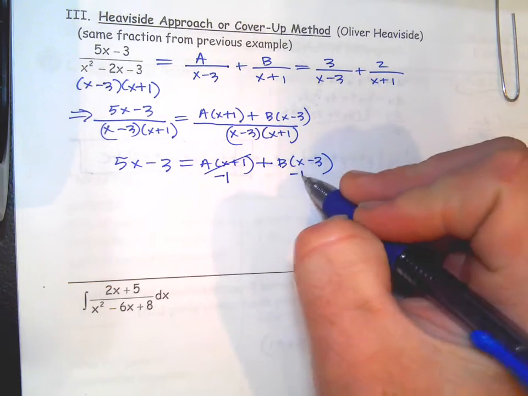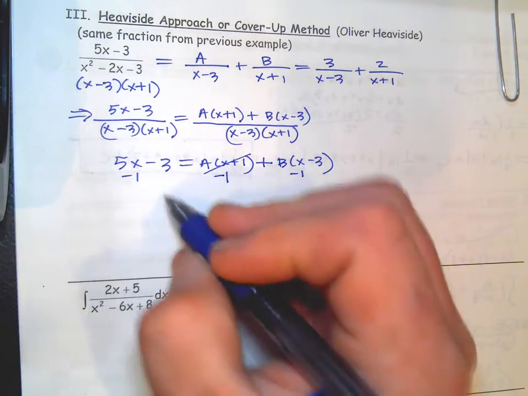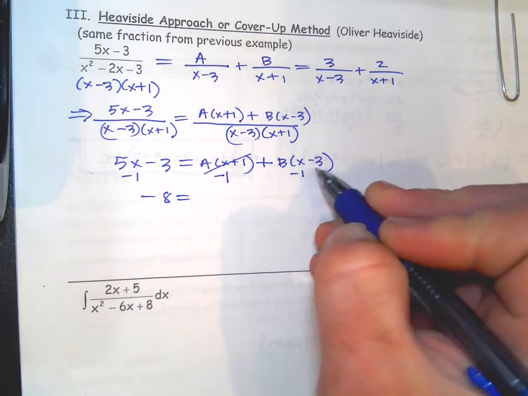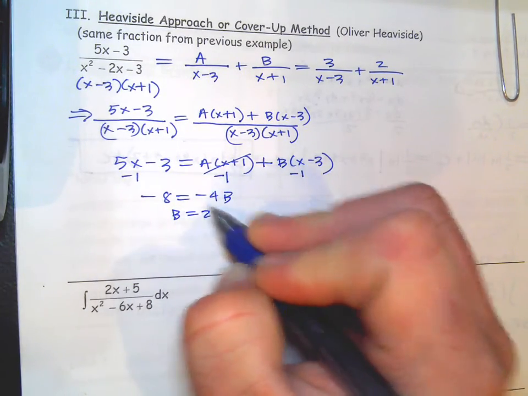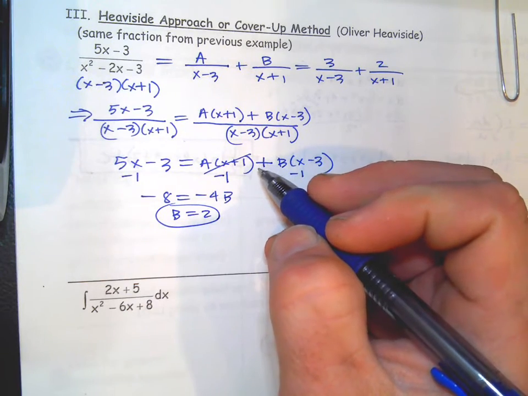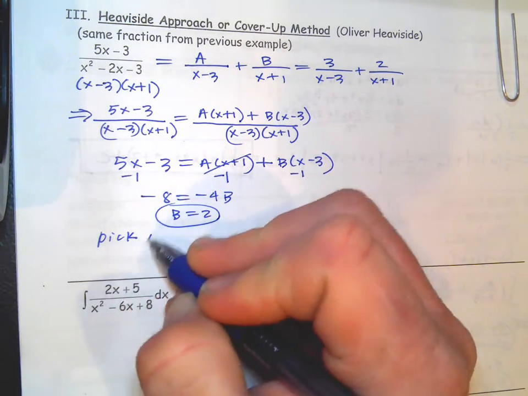Now, whatever we plug in one place, we got to plug in everywhere else. So that would give you -5 minus 3 is -8 equals -4b, b equals 2. Same answer. Super quick. So the technique here is pick an x value.